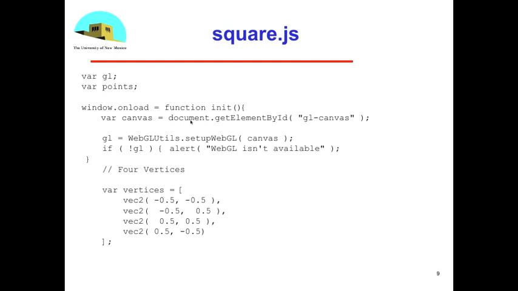Once again, document has been defined outside of this program, and get me the element GL canvas, which we defined back in our HTML file. Then I set GL equal to this canvas using the utilities that I read in the HTML file. If it doesn't exist, then I simply exit.